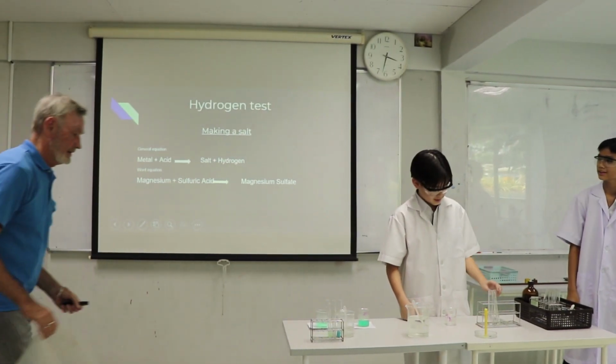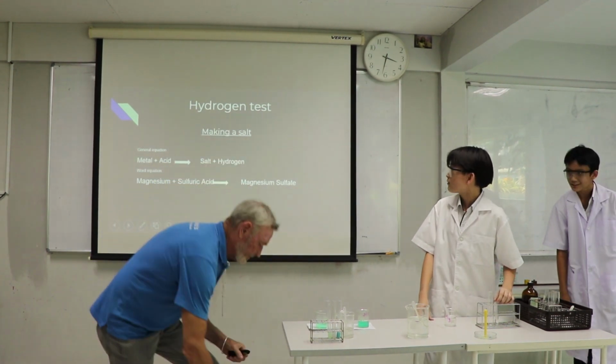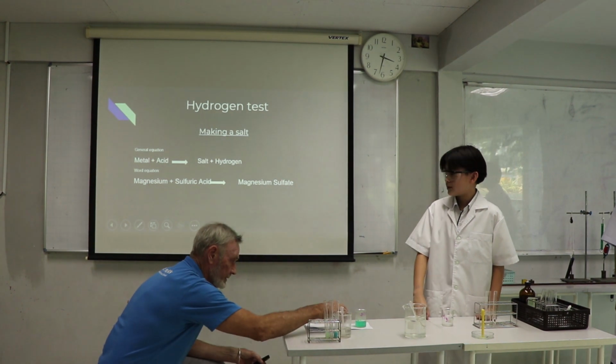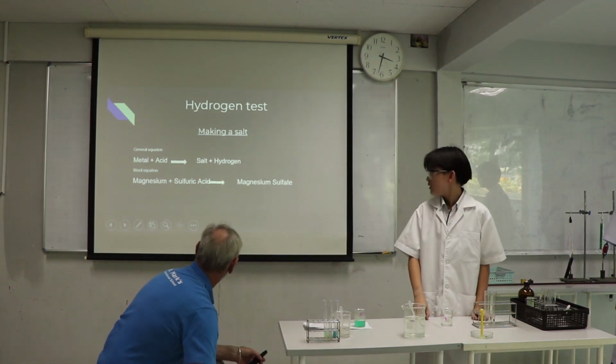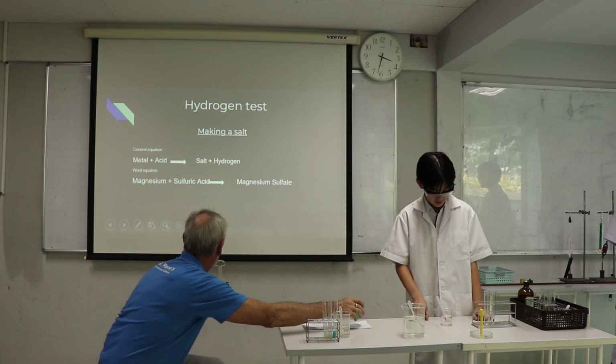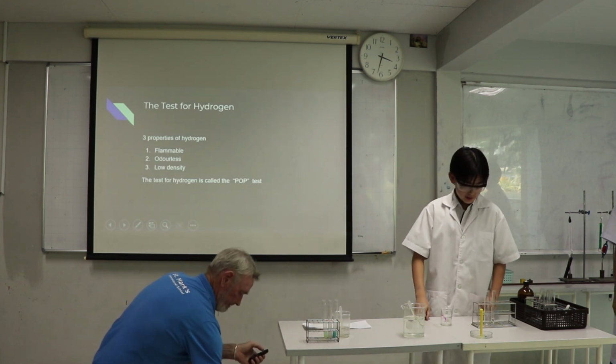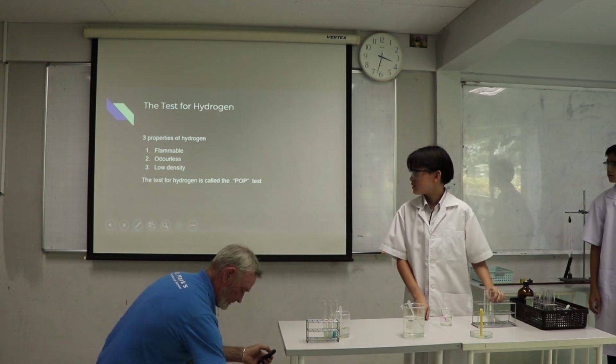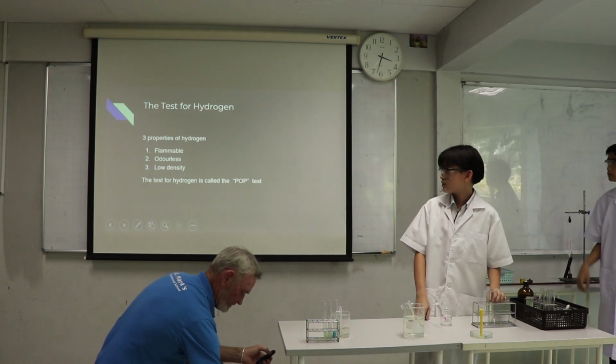My name is Romeo, and today I will be performing the hydrogen test. This test's word equation is magnesium plus sulfuric acid equals magnesium sulfate plus hydrogen. This is the test for hydrogen. Three properties of hydrogen are that it is flammable, odorless, and low density, which means it's light.